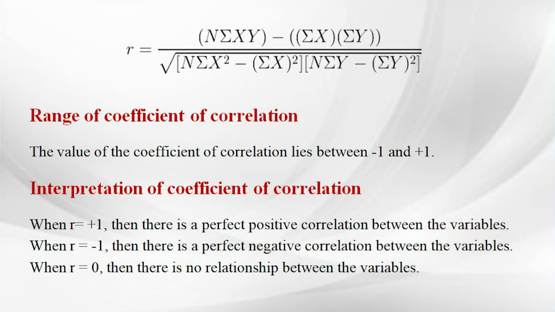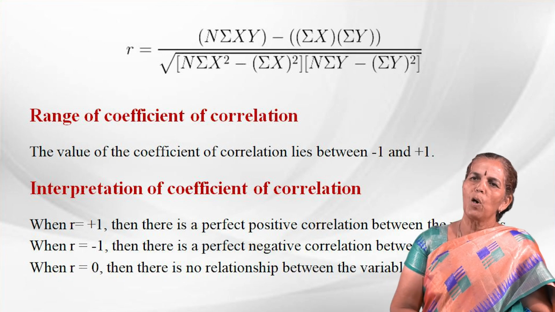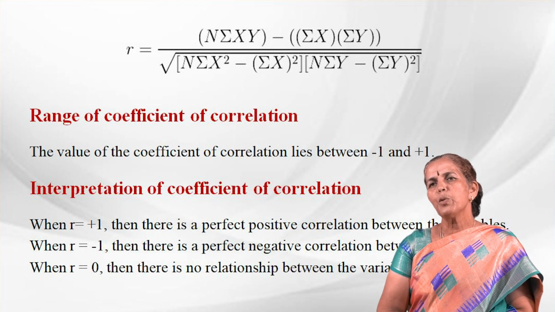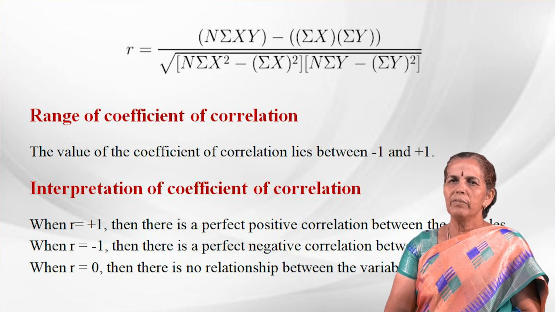Interpretation of coefficient of correlation. When r equals +1, then there is a perfect positive correlation between the variables. When r equals -1, then there is a perfect negative correlation between the variables. When r equals 0, then there is no linear relationship between the variables.